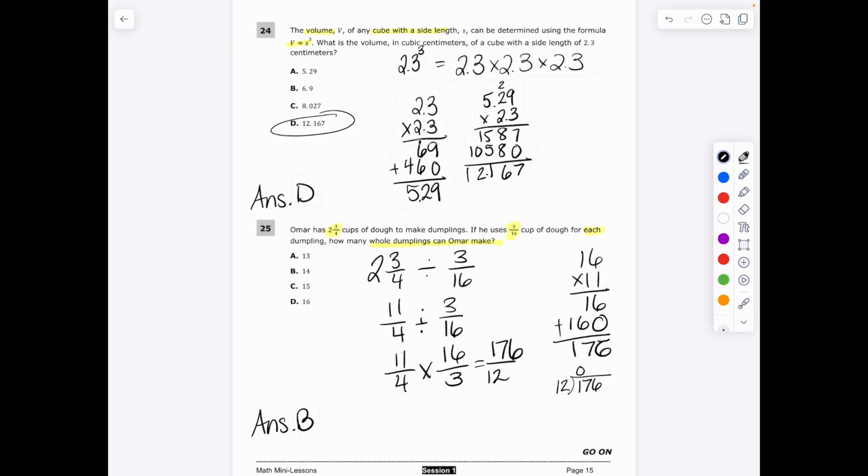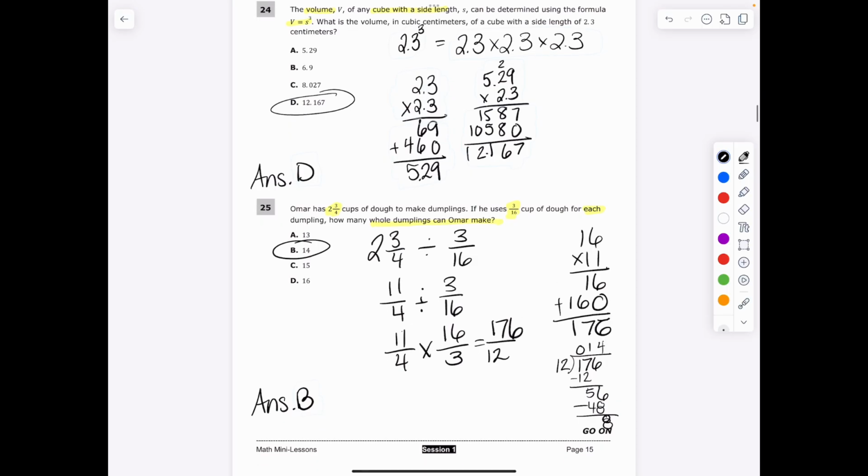Can't go into 1. 12 goes into 17 one time. And 12 goes into 56 how many times? Well, I can get 4 times, so that's 48. And I'm going to have a remainder. I have a remainder of 8. So I can't make any more. Okay, so my remainder is not enough to make an extra dumpling, so I can only make 14, which is B. Okay, hit pause and jot this down into your notes.